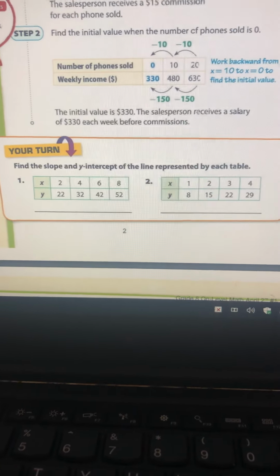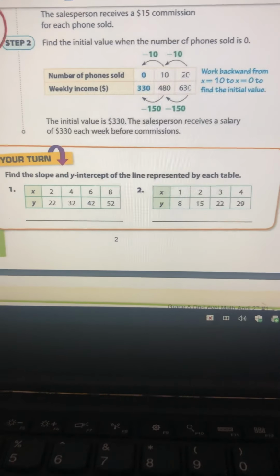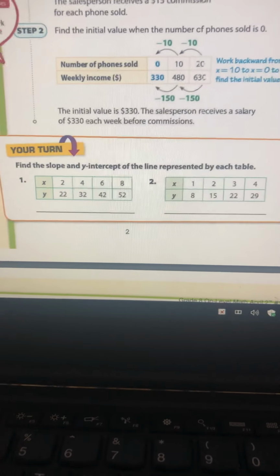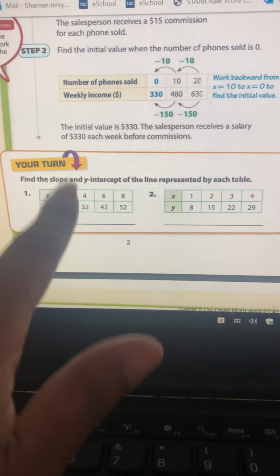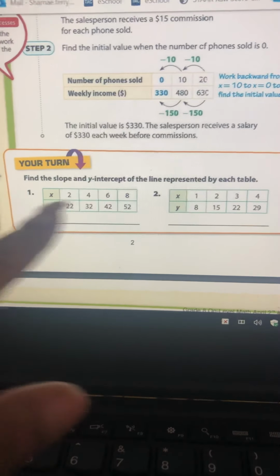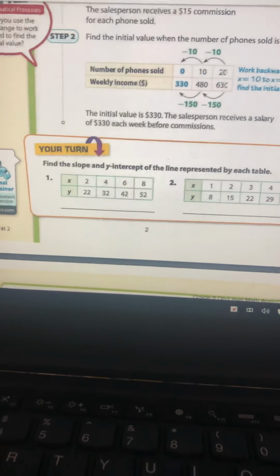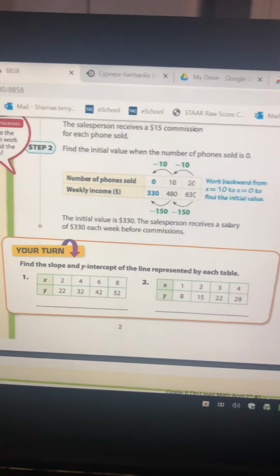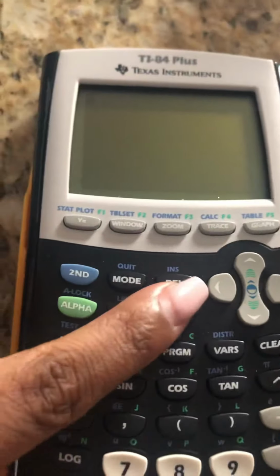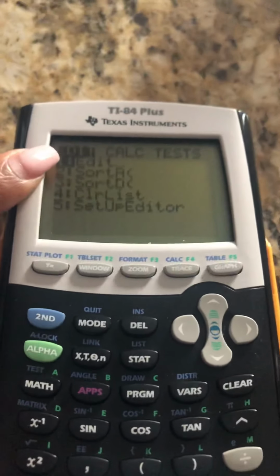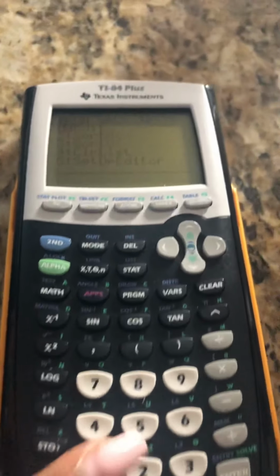Okay, so just like on a graph, you need 2 points. Okay, so I have 1 point here, 1 point here. So I'm going to use 2, 22 and 4, 32. Okay, so the first step that you need to do is you need to turn on your calculator, of course. Okay, and then you're going to hit stat. You want edit. Edit is number 1, so you can hit number 1.